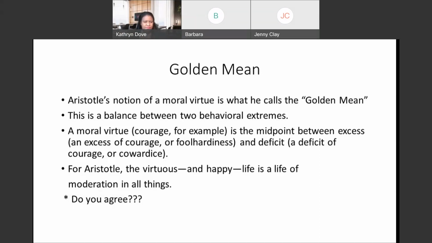It makes sense. I mean, it floats, so I don't know. It does. It seems very rational. You don't want to have too much of something, and you don't want to have a lack. You want to have the right amount.